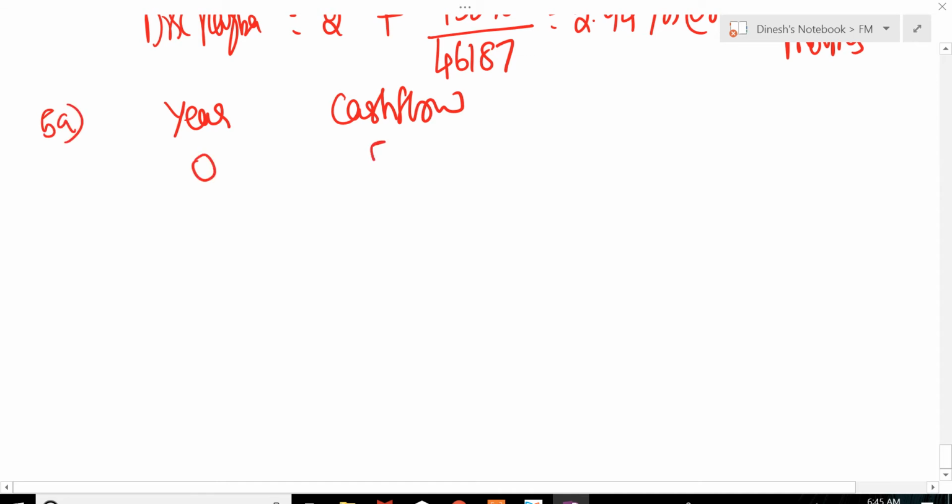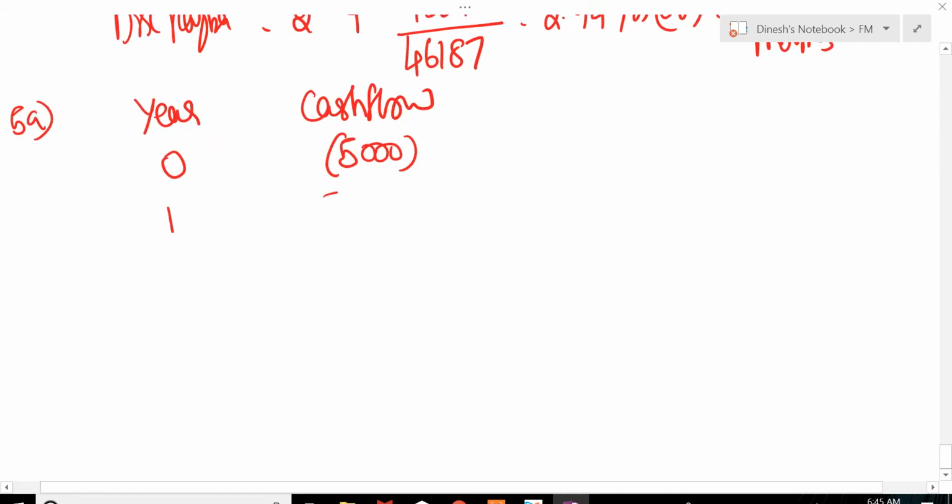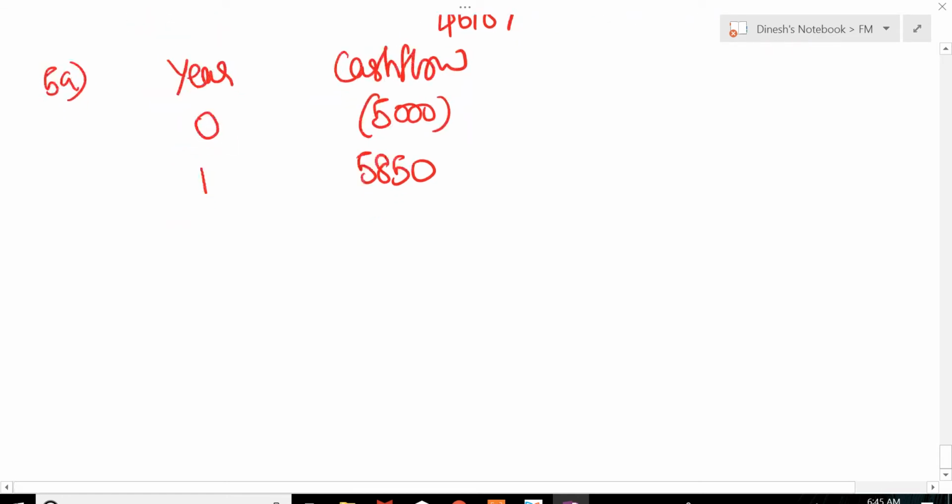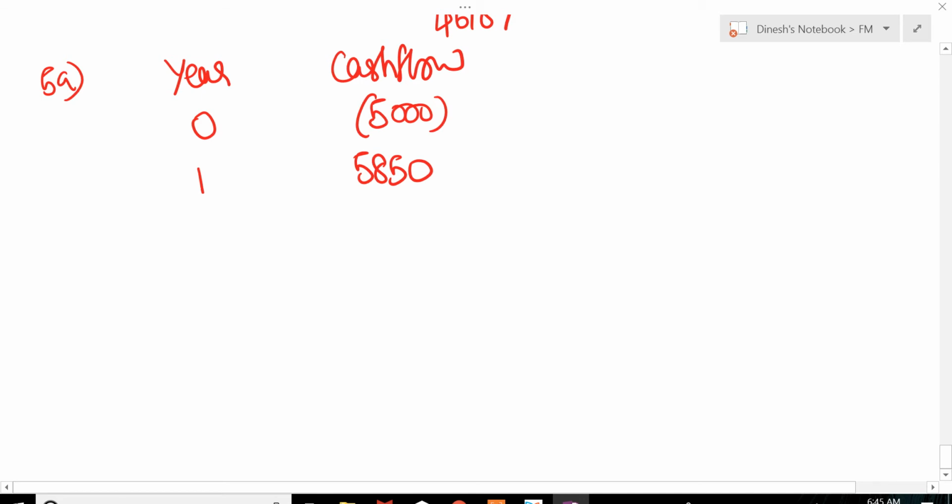Year 0, 5000, year 1, 5850. Any problem on capital budgeting, the starting point is getting the year and cash flow structure. Till we get the year and cash flow structure, we cannot do any of the techniques. So here the structure is available: year 0 there is an outflow of 5000 and year 1 there is an inflow of 5850. Clear? Any doubts on this?